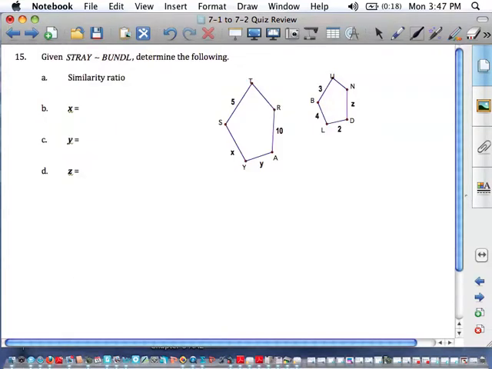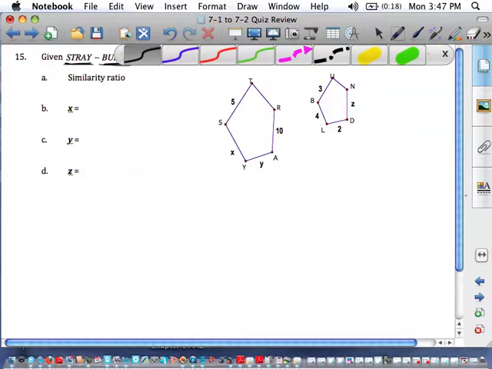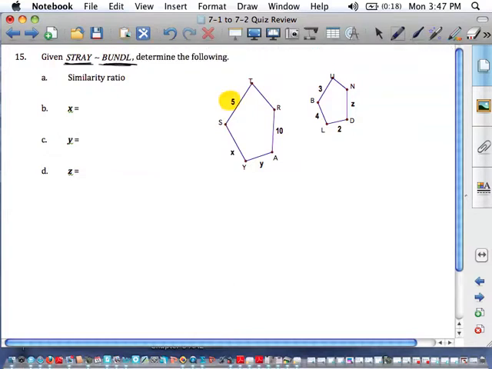Okay, next one, number 15. Given STRAY is similar to BUNDLE, determine the similarity ratio. Remember that the number in the numerator is the first one listed. The number in the denominator is going to be the second one listed. So we're looking for two sides that actually have numbers. So ST and BU. They are the corresponding sides that we're going to use for this similarity ratio. So ST is to BU, 5 is to 3.